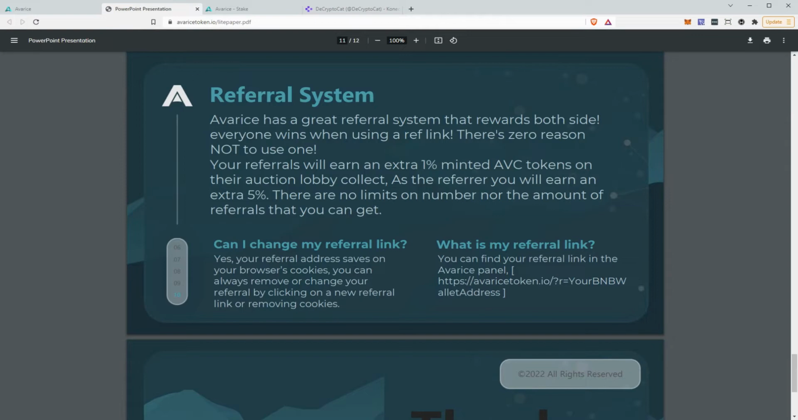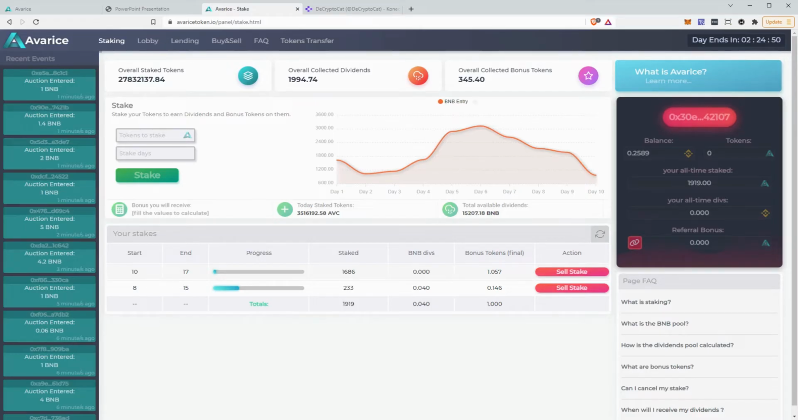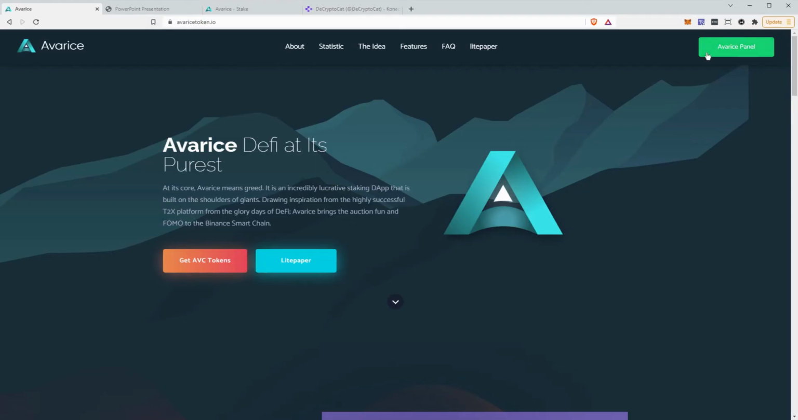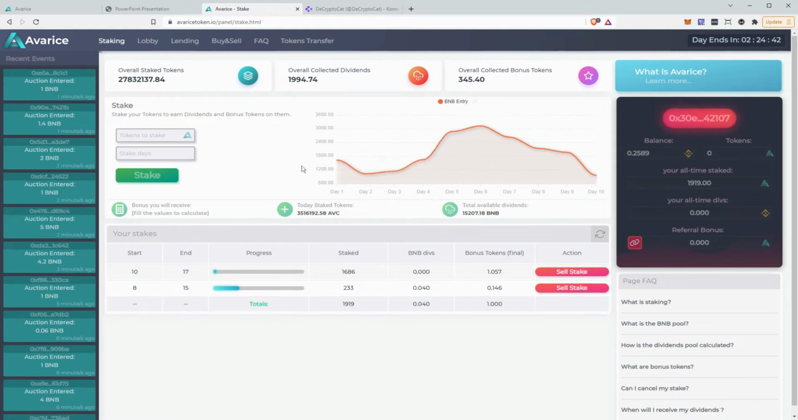All right, so I'm not gonna waste any more time on the white paper. I'm gonna get right into it. When you get into the Avarice panel, which by the way is this green button up on the top right, you're going to be presented with this page. And once you connect with your wallet, you're going to see something like this over on the right side. This is basically your wallet's statistics, and interestingly enough, you're not going to want to look at the stake page because it doesn't help you right now.